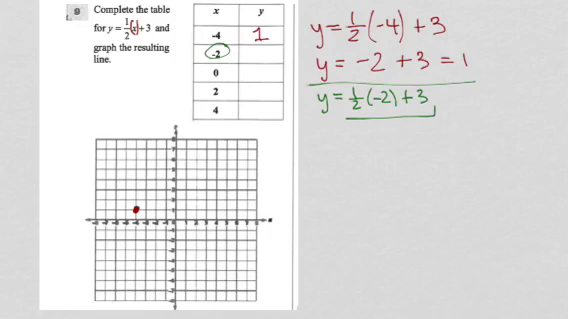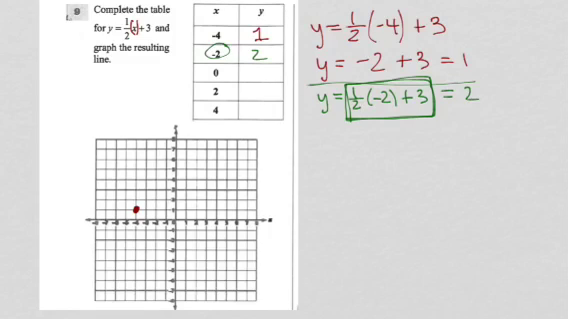On a calculator, if you typed exactly what I just put in the box right there. Remember, a fraction bar is a division sign on a calculator, so that's really 1 divided by 2. Then put a parentheses with a negative 2 inside, and then plus 3. And hit equals, or enter. And it'll give you your answer. So half of negative 2 is negative 1, plus 3, I got an answer of 2.